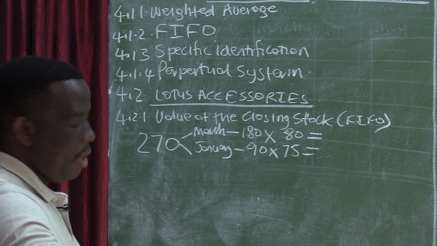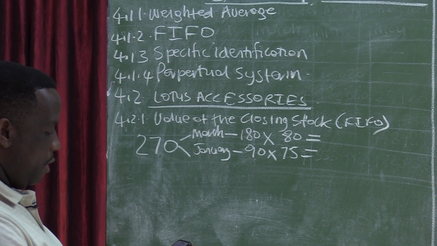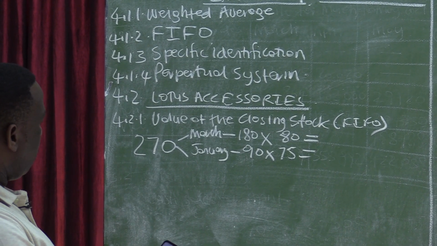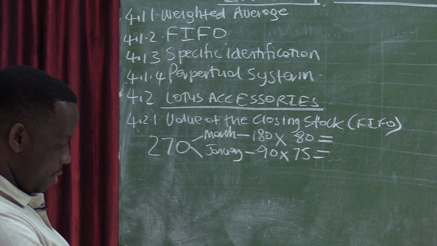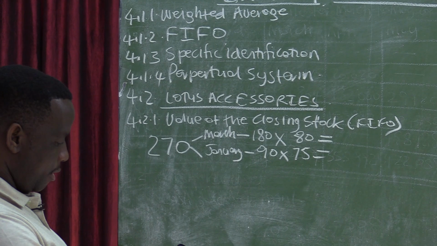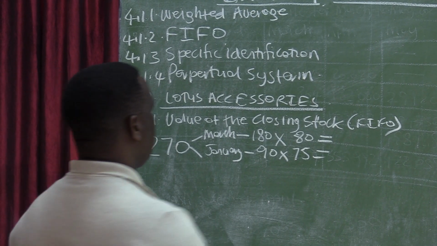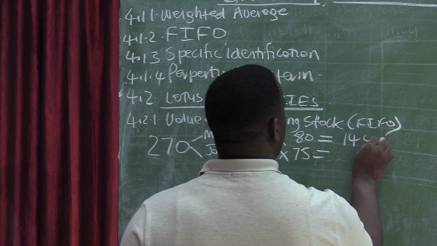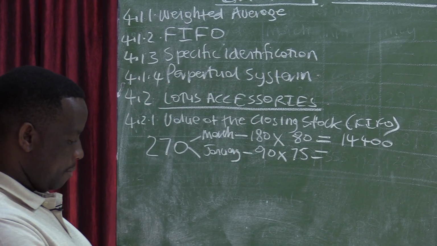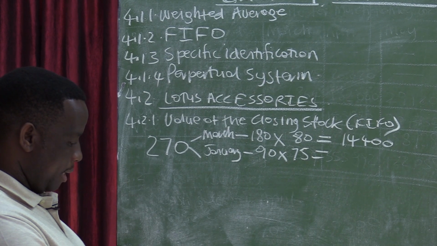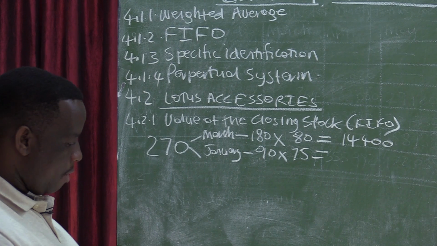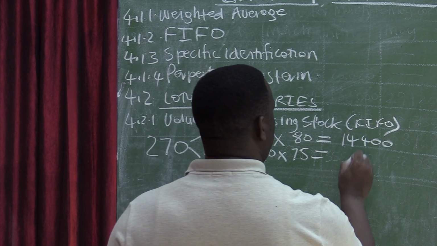Right, let's have the total now, the value of the closing stock. 180 multiplied by 80 is 14,400. And then 90 multiplied by 75 equals 6,750.